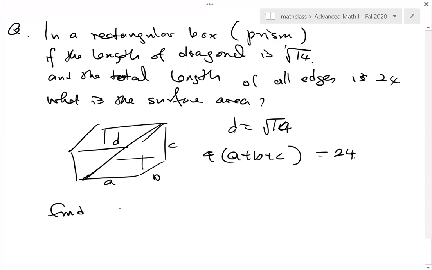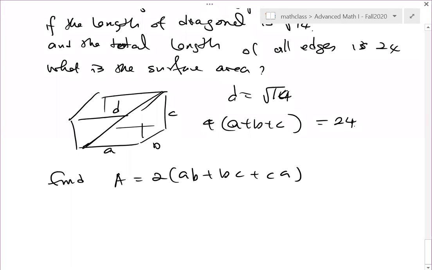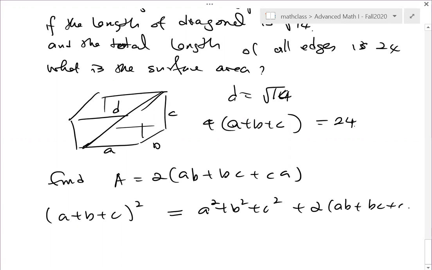So right now, what you have to find out is the surface area. So you have to find out the surface area, which is 2AB, BC, and CA. But once you see that, you should remember the formula we did, right? So we have (A plus B plus C) squared, and that is going to be A squared plus B squared plus C squared plus 2AB, BC, CA. So this is unknown, right? Everything else is known.